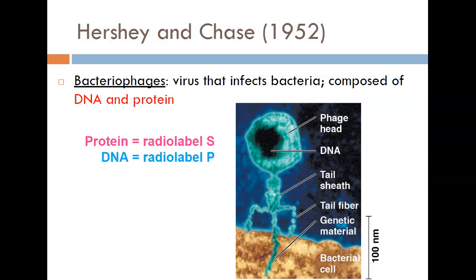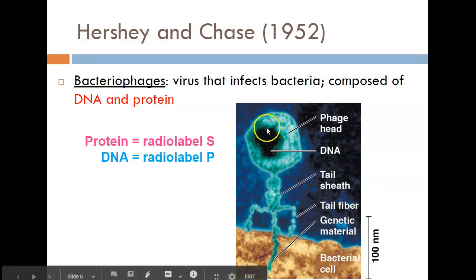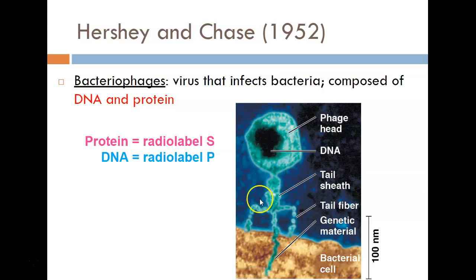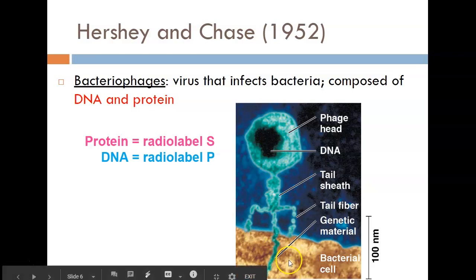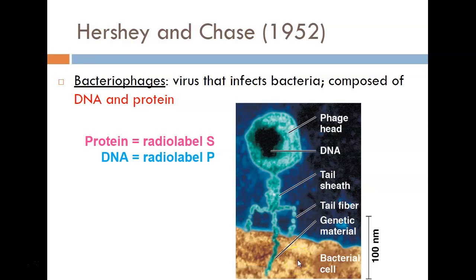And then a little bit later on, what they used is bacteriophages. These are viruses that infect bacteria. And inside of them, they have DNA and proteins. And you can kind of see the picture of what that looks like. The DNA is inside the phage head, and then whenever it goes to attack a bacterial cell, it kind of injects its DNA into that bacteria. So then the bacteria can be like a little factory cranking out tons and tons of virus.